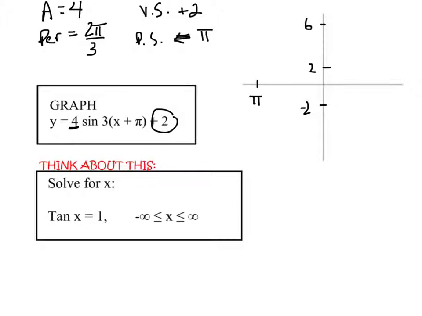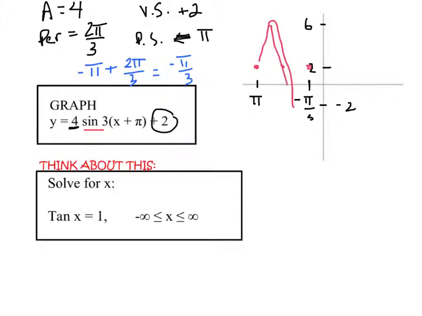One thing I always like to figure out is, if it starts at negative pi, where's it going to end up? So if I add 2 pi over 3, I'm going to get negative pi over 3. So I can mark that in. That's where this thing's going to end. Let me see if I can space this out a little better. Negative pi over 3 right here. Since it's sine, it's going to start in the middle. So it's going to start right here. It's also going to end up back here. It's going to go all the way up.